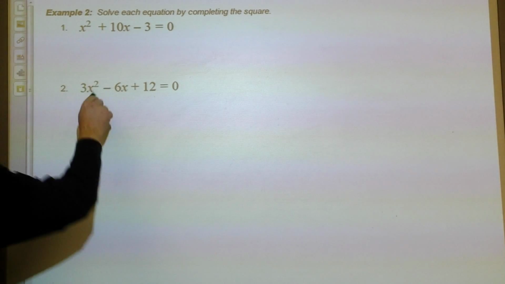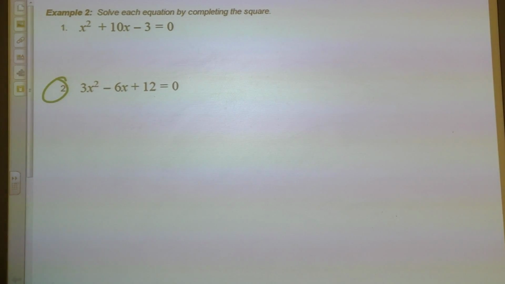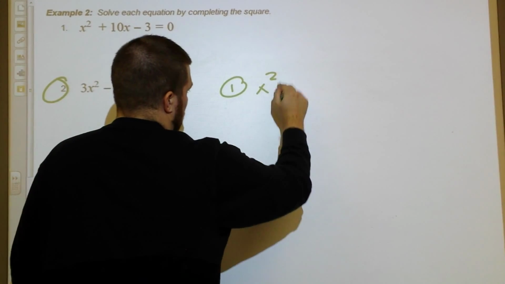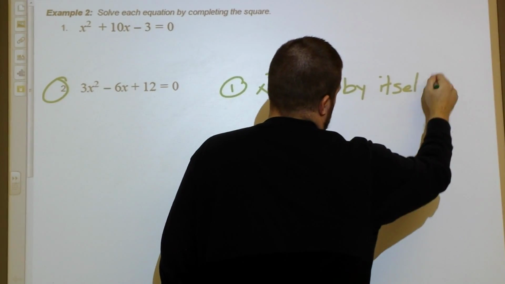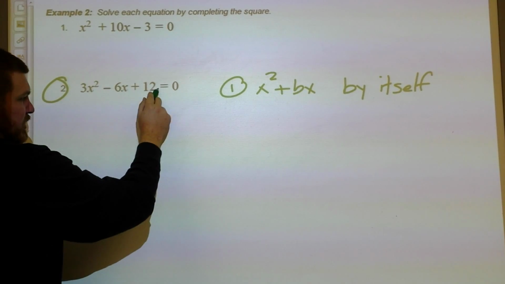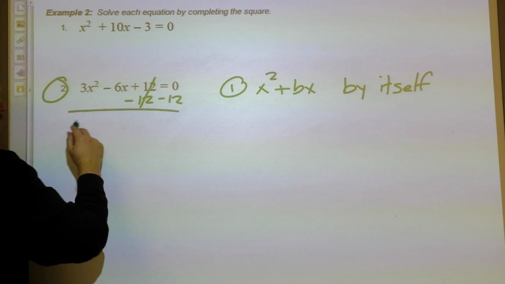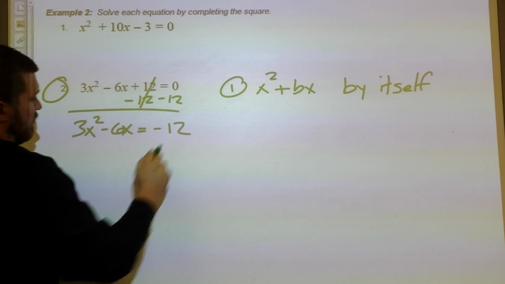Okay, so in the second problem, I'm going to do it in green. Our very first objective is to get x squared plus bx by itself. So my very first step, I need to get rid of this constant, so minus 12 on each side. So I have 3x squared minus 6x equals negative 12.